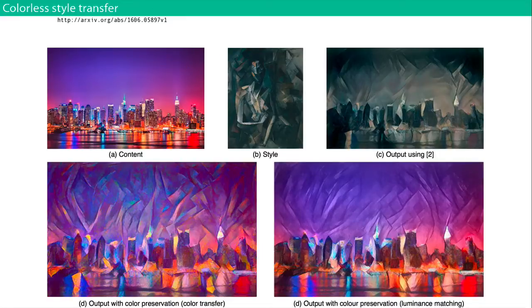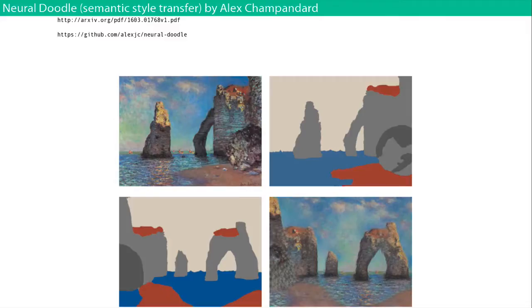One is colorless style transfer. This transfers the style, but not the color. So if you make a cubist image, you keep the original colors, which turns out to be a little trick you can do with style transfer. This is a technique called neural doodle, which has been around in a few places, and there are different flavors of this. I'm showing you one that was made by Alex Champandard.